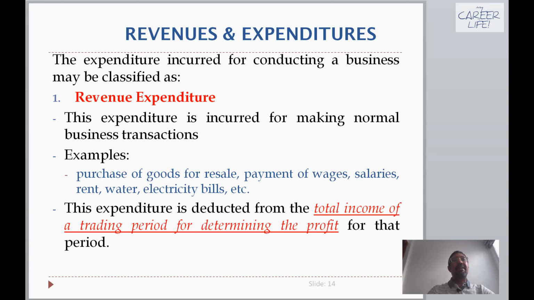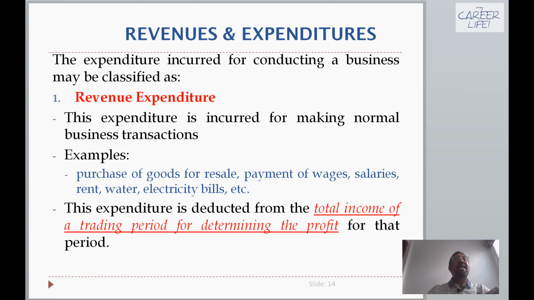The first one, revenue expenditure. This is expenditure incurred for making normal business transactions. That means we can buy assets, we can buy items that are for purposes of generating revenue for our business. Like the time when we buy goods for resale. That means we are going to acquire the goods and sell them so that we can actually generate revenue. When we pay for our wages, salaries, rent, all these expenses are for the purposes of revenue generation.